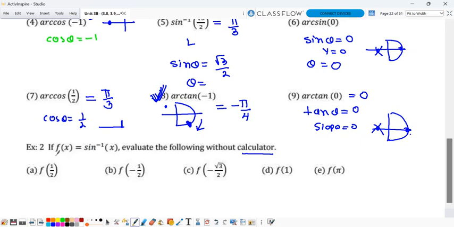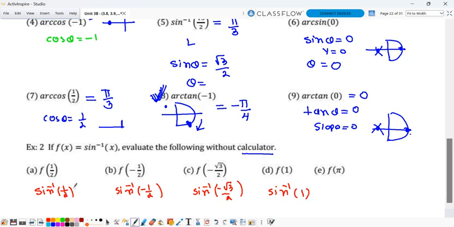a calculator. It's just the format that is different. So basically it's asking, what is sine inverse of half? What is sine inverse of negative half? I'm just rewriting. What is sine inverse of negative root 3 over 2? What is sine inverse of 1? These are all easy answers. This is a very interesting question.